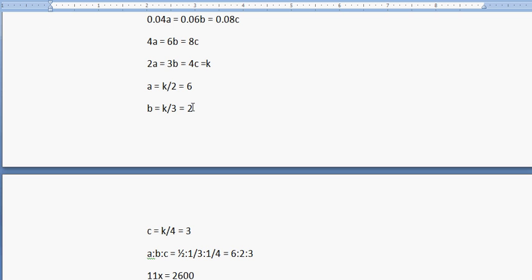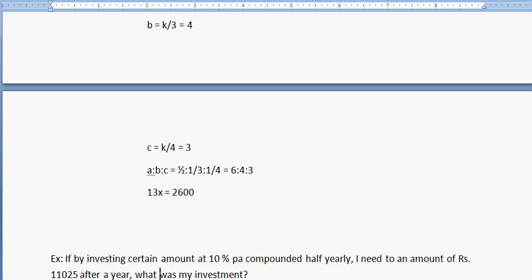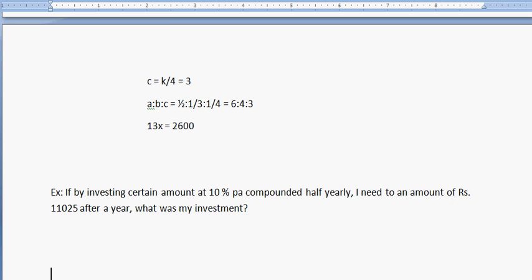Before that, in the previous question, B would be 4, right? So 12 divided by 3 would be 4 and not 2. So it would become 13x is equal to 2600, therefore x is equal to 200, right? So let's go to the next question. Try and solve it. Now 1 minute for you.